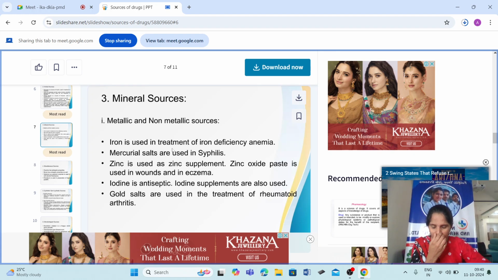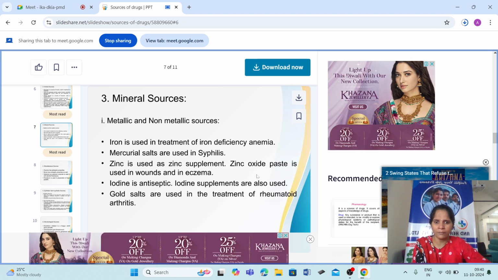And next we have zinc. Zinc plays a very important role in the body. So this can be used as a zinc supplement. Supplement in the sense, if you don't have enough zinc in the intake of food, then you can go with the usage of zinc tablets. And not only that, zinc oxide paste can be used in treating some wounds and in eczema. You know what is eczema? What is eczema?